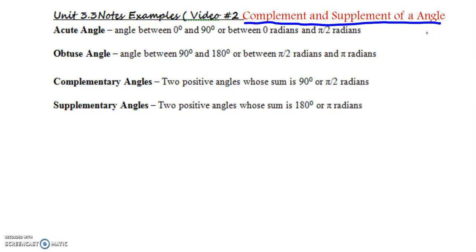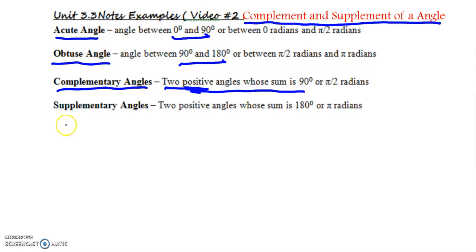So a couple definitions that you are probably familiar with. Acute angle. In degrees, that means it's between 0 and 90. Obtuse angle, defined as between 90 and 180. The complement of an angle, or complementary angles, remember, means two positive angles, positive being important, whose sum is 90 degrees. And supplementary angles are two positive angles whose sum is 180 degrees. So you might notice that all of these definitions are in terms of degrees, but you also need to know them in terms of radians.